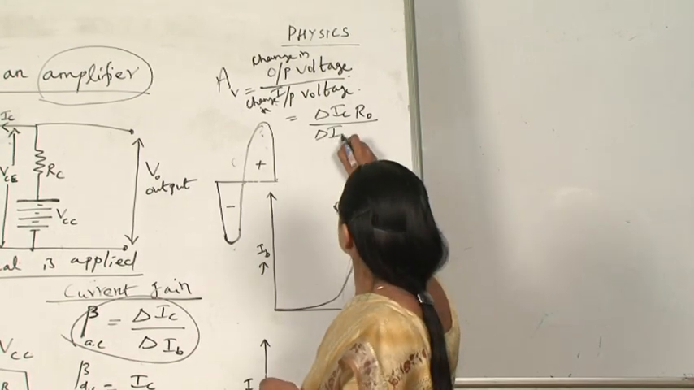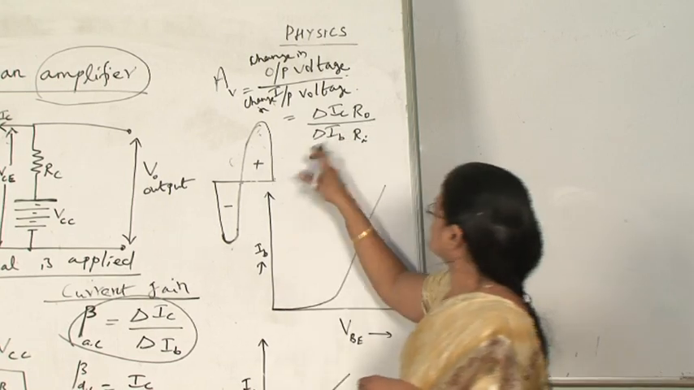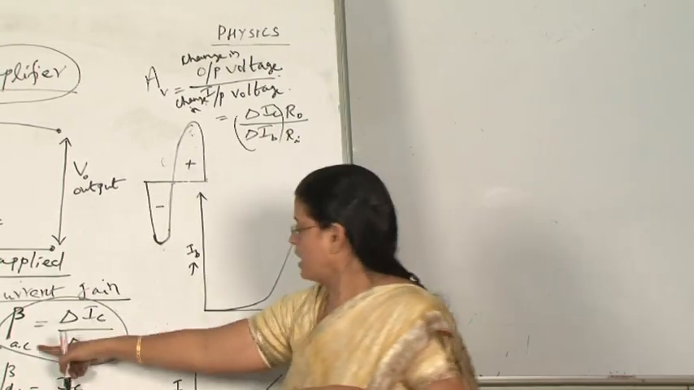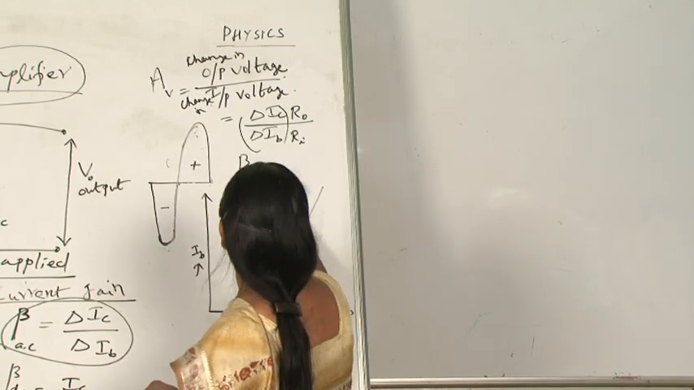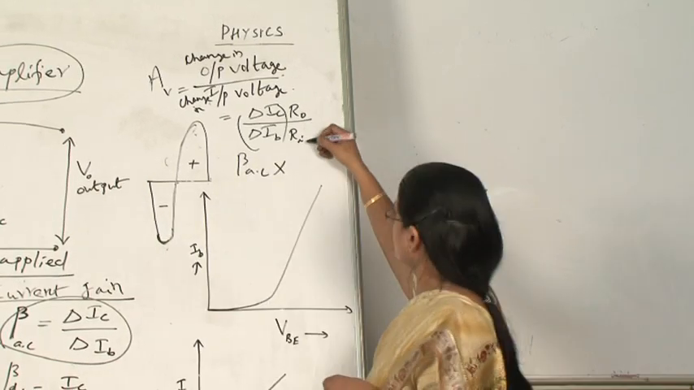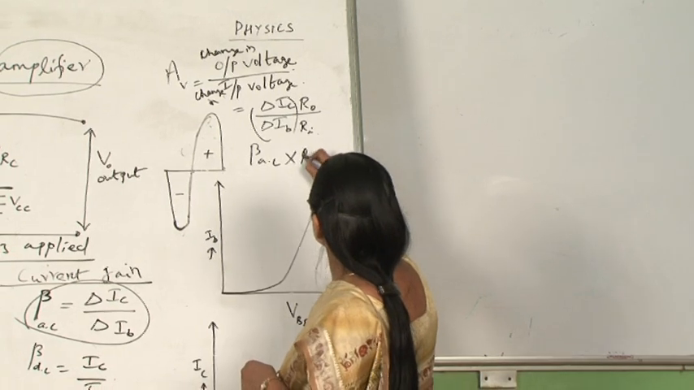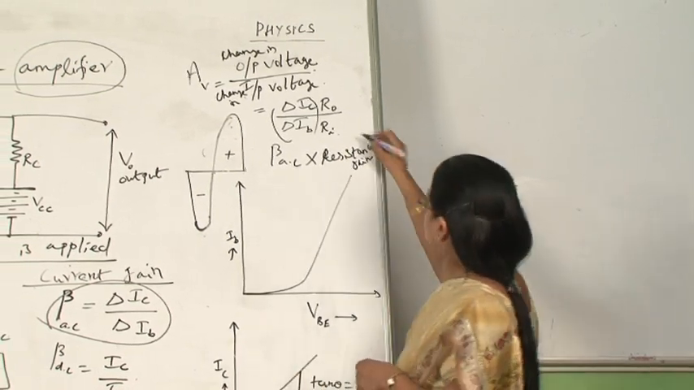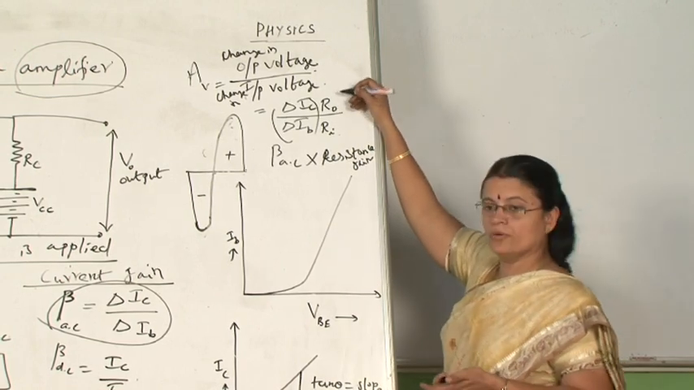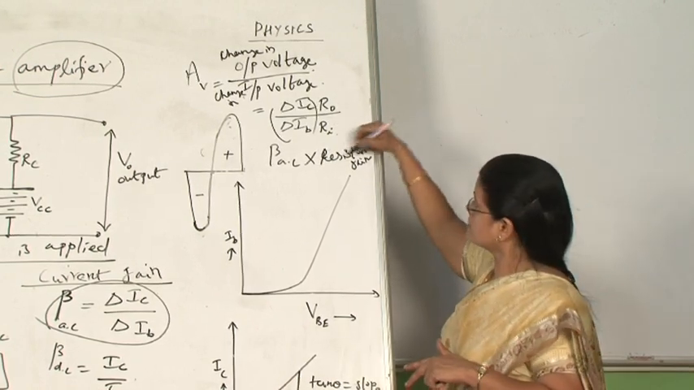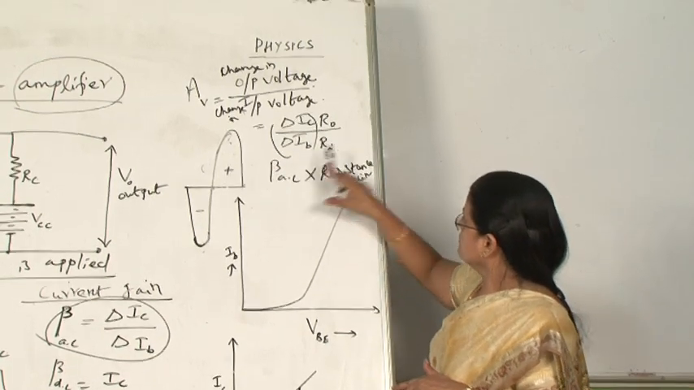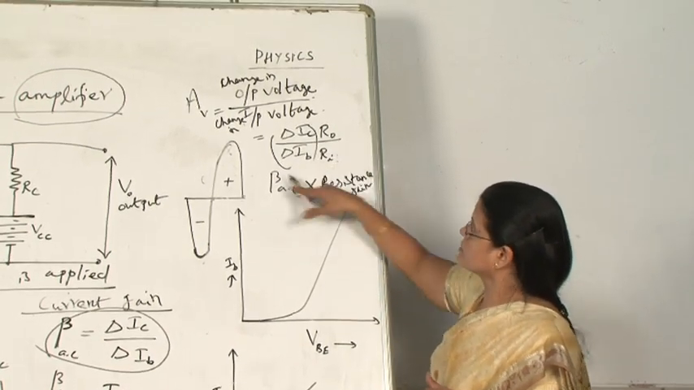Similarly, we can write this. So, this is for input section. This can be replaced by what? Our beta AC. So, beta AC into this R naught by Ri is called resistance gain. Again, it is what? The ratio of output upon input. So, that is also called as resistance gain. So, voltage gain is current gain into resistance gain, or you can write like this also.